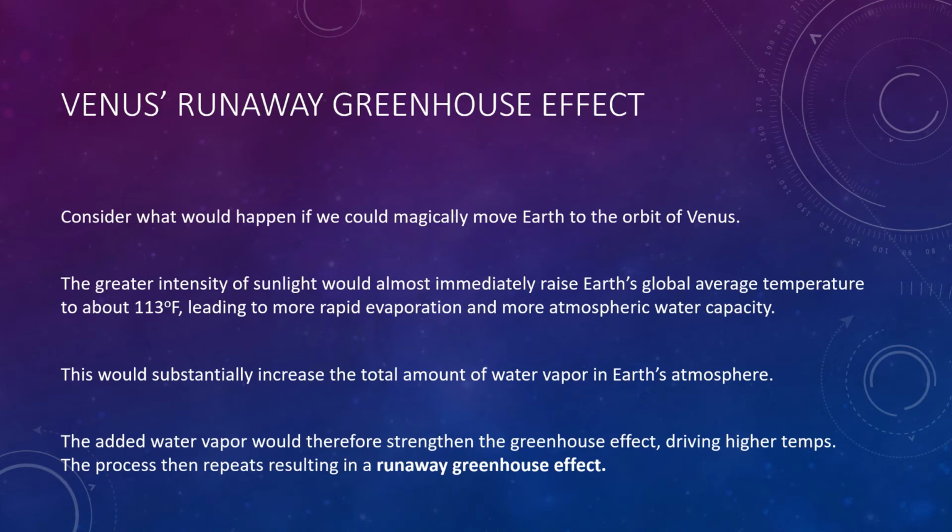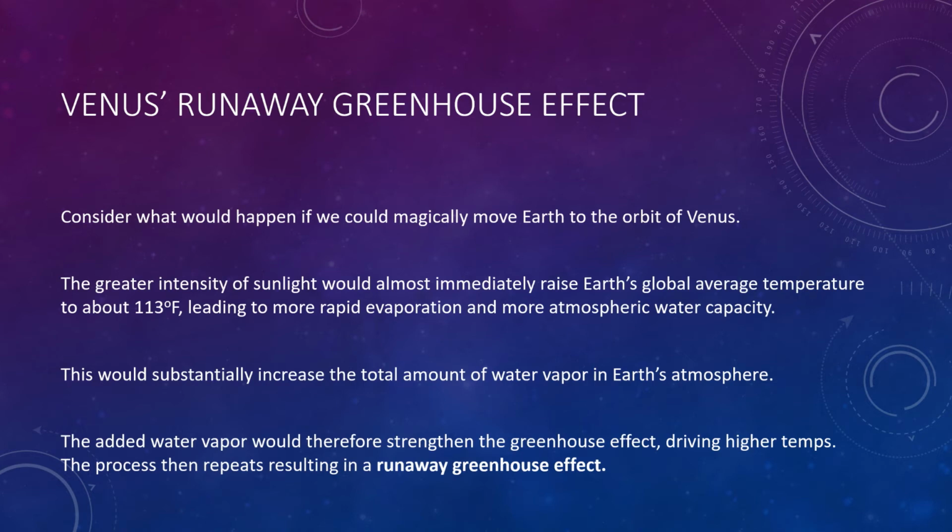Well, to understand why Venus does not have oceans, we need to consider the role of feedback processes. That is, processes in which a change in one property amplifies, which we consider a positive feedback, or counteracts, a negative feedback, the behavior of the rest of the system. With the idea of feedback in mind, let's consider what would happen if we magically move Earth to the orbit of Venus. So let's move Earth up a little bit.